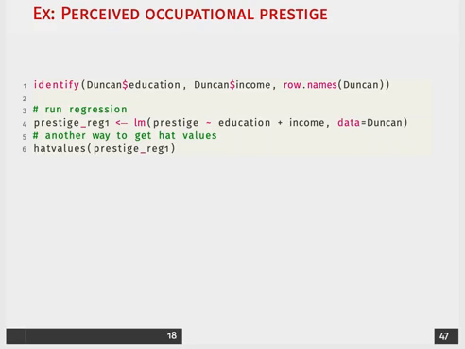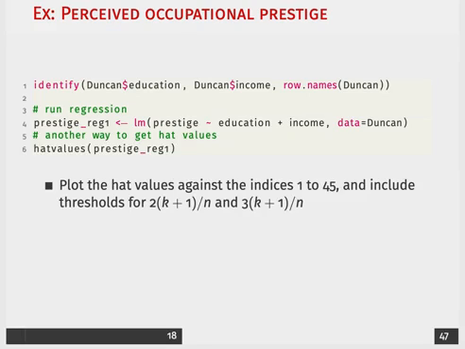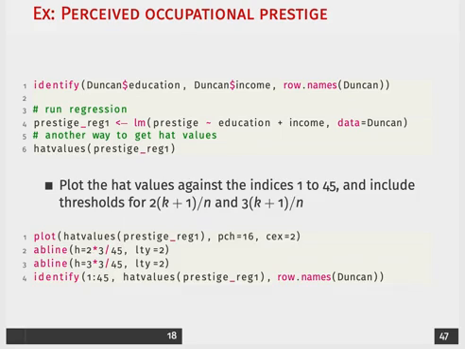And then in line 6, I'm just showing you another way in which you can get your hat values in R. This is a really simple function. It's just hatvalues, and then you put in your regression object. So what we're going to do is plot the hat values against the indices of 1 to 45, so we know which observations they are. And then we're going to include the thresholds that we talked about as being critical thresholds for observations that may potentially have high leverage. And this is all we're doing here.